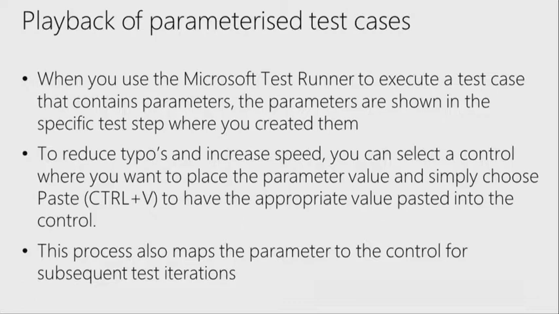Now, some of the benefits that I've listed there, it can help reduce typos and increase speed. You can select a control where you want to place the parameter and simply paste it in there. So minimizing the typing is a big advantage for us in speed and ensuring reliability and repeatability in our tests. The process also then maps the parameter to the control for subsequent test iterations. So going through that process starts teaching the test runner where in your application that parameter's got to go.